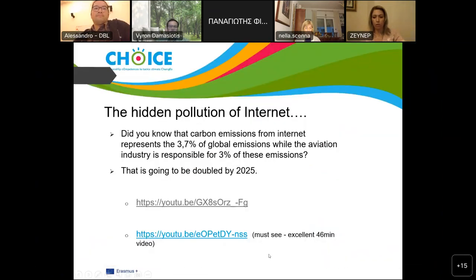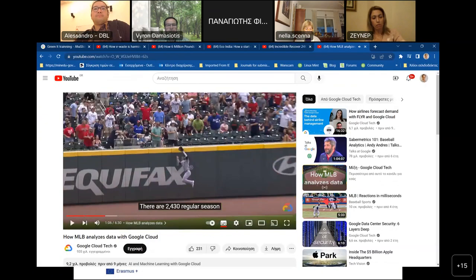Okay. There are 25 million unique data points. There are 2,400.